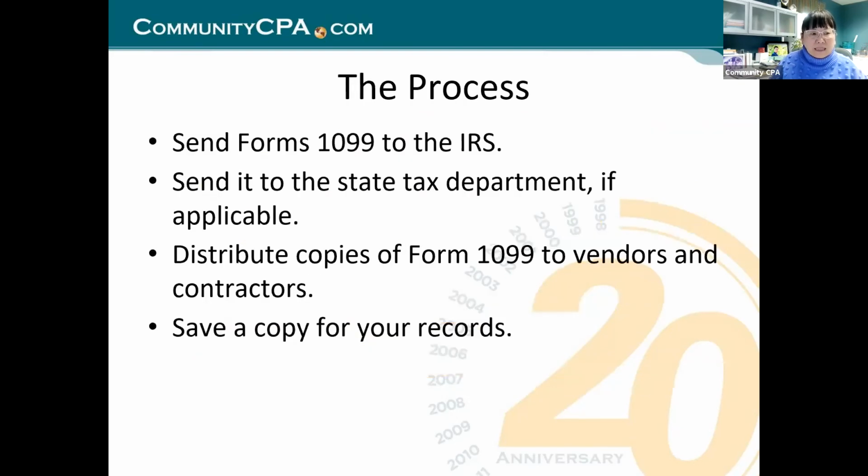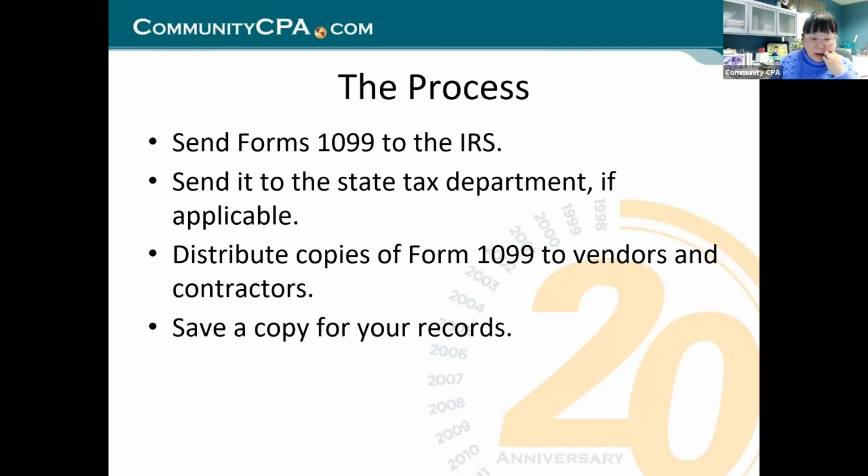So the process: you send the 1099 to the IRS, and then you also send it to the State Department, and then distribute a copy of the 1099 to your contractors and keep a copy for your own records. The first two bullet points need to be done before the end of January. Then for your vendors, the sooner the better. Always save a copy. Always save a copy.